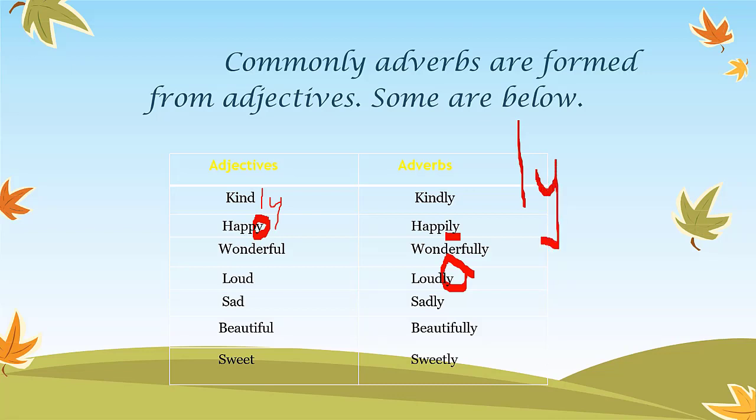Then sad, sadly. She is a sad person. She is speaking sadly. Then beautiful, beautifully. She's very beautiful, or she is dressed beautifully today. Then sweet, sweetly, and so on.